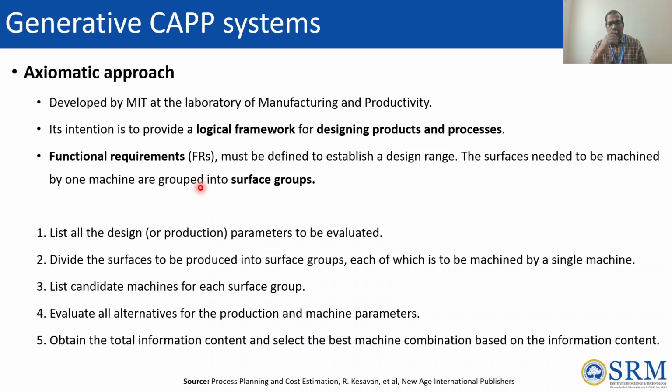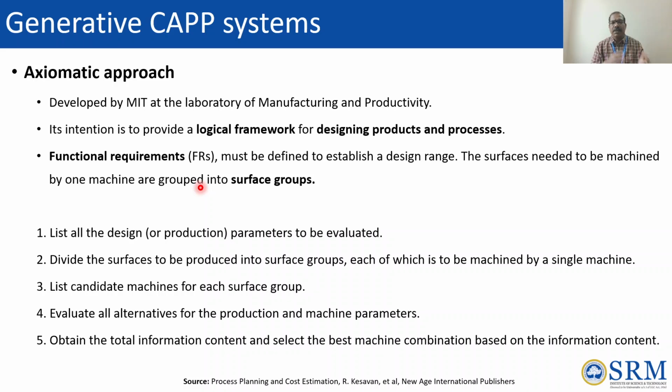Another approach developed by MIT Laboratory for Manufacturing Productivity is the axiomatic approach. So here also they use some logic framework for designing product and process, but here they are mainly based on the surface group. What is meant by surface group? Assume you have a component with multiple surfaces. It depends on the design of the particular product, how many surfaces there are, and what similarities are available on the surfaces. Similar surfaces are grouped together.